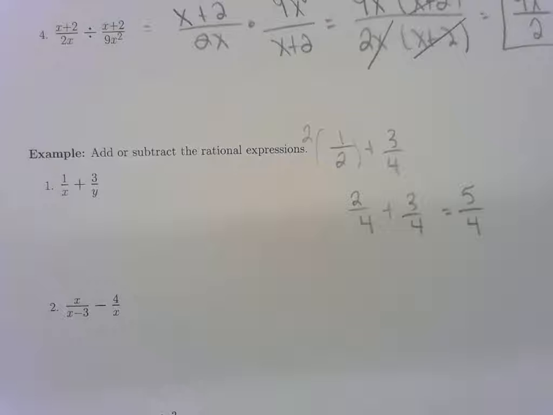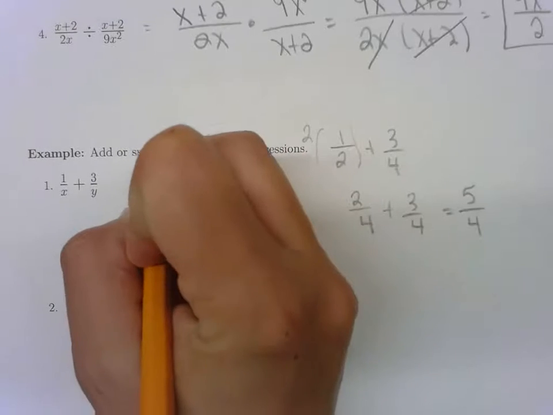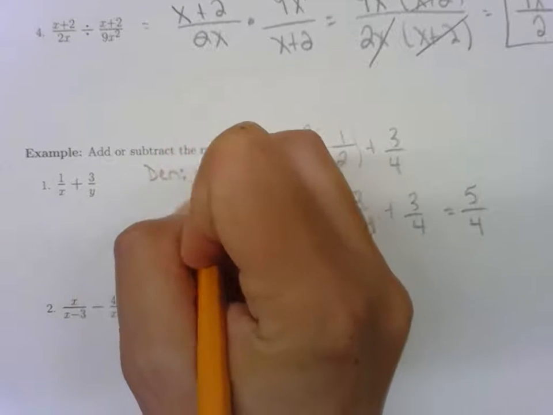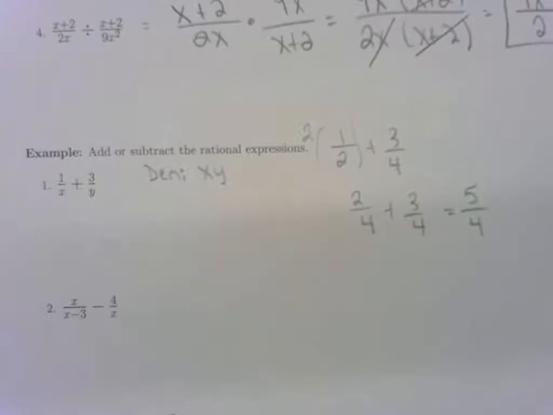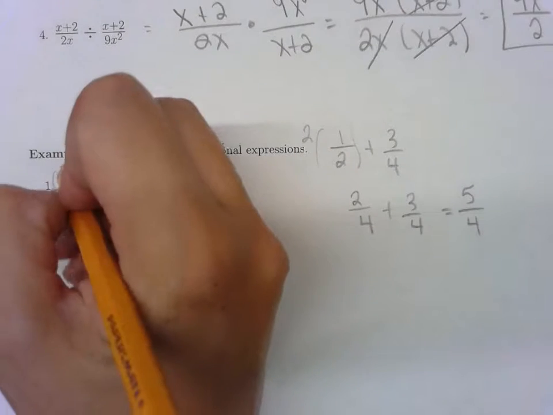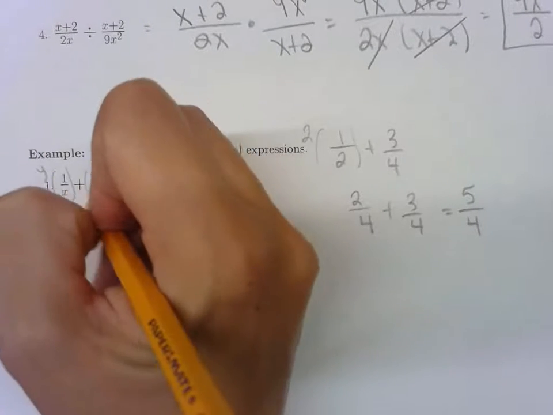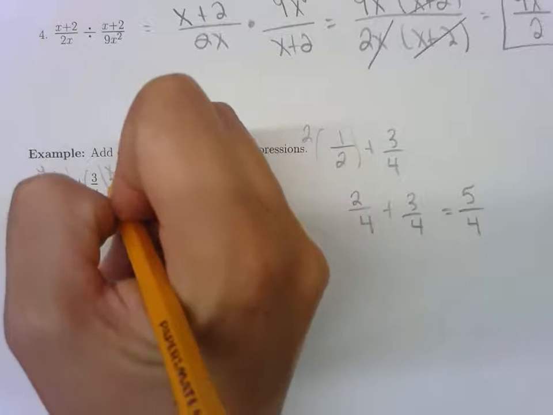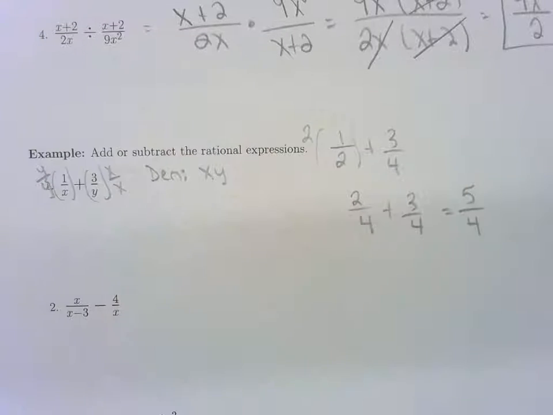Okay, so number 1, we have 1 over x plus 3 over y. We need to get a like denominator here. So I'm going to have the denominator be x times y, because we're going to take the x from this, the y from this. So the first fraction we need to multiply by y. The second fraction we need to multiply by x. So I'm sorry, y over y, x over x.